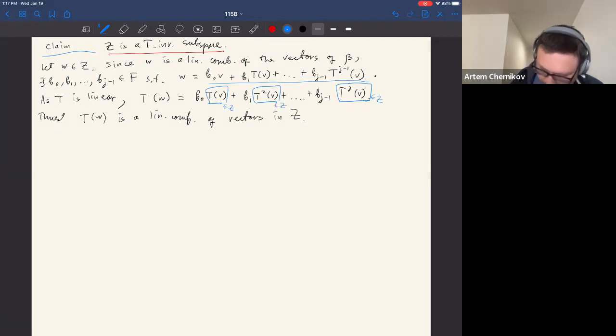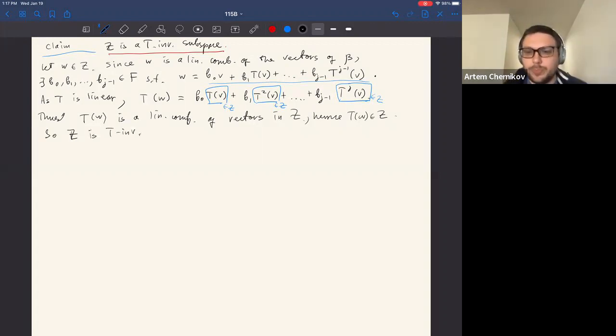Okay. So the conclusion then is that T(w) is a linear combination of vectors in Z, but Z is a subspace, right? So hence, in fact, already T(w) belongs to Z. Okay. So this shows that the subspace Z is T-invariant. Okay, so this proves the claim. Is everyone okay with this part?